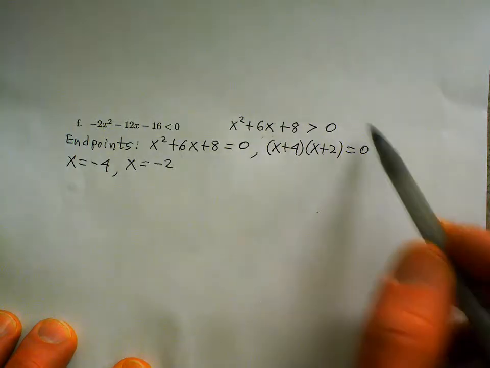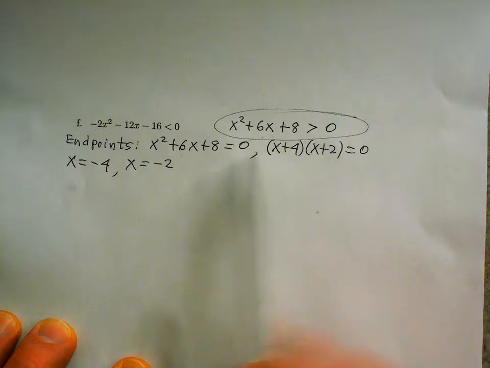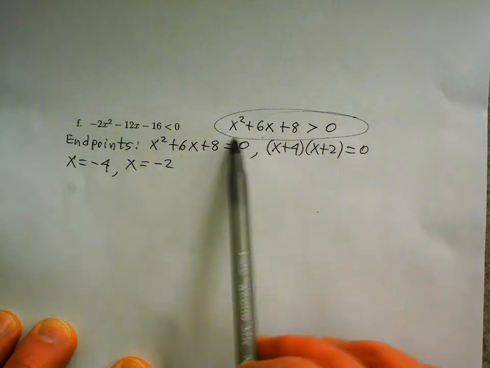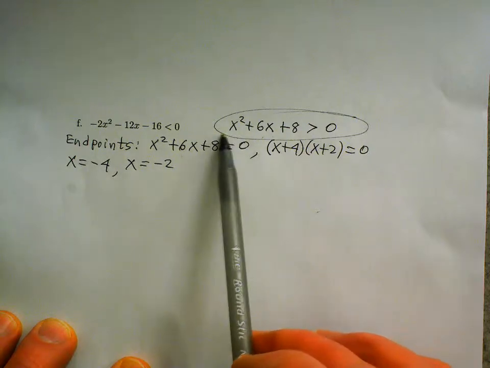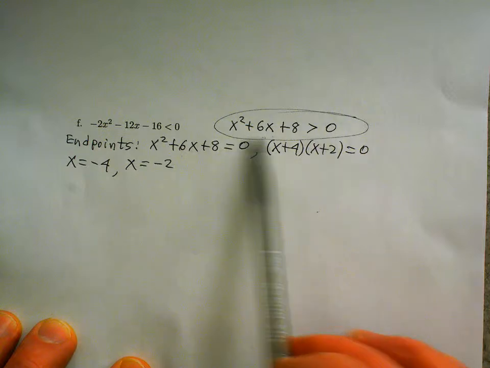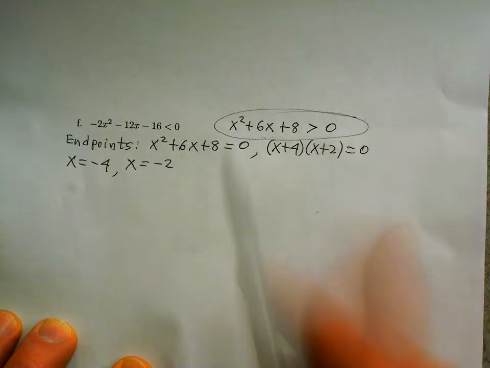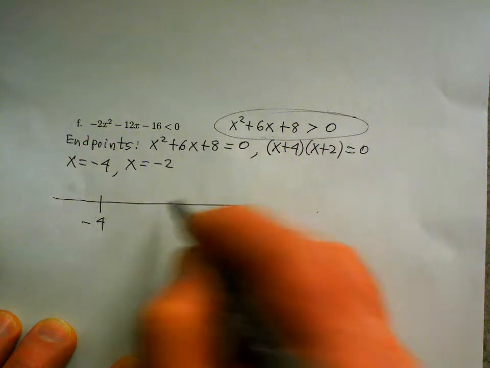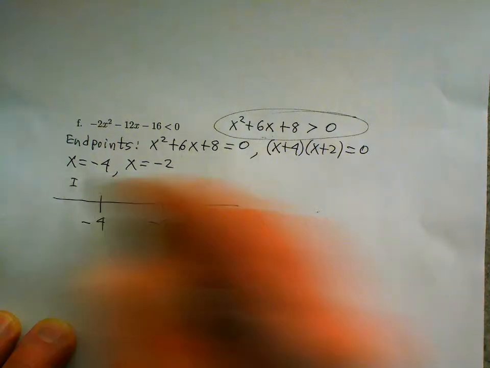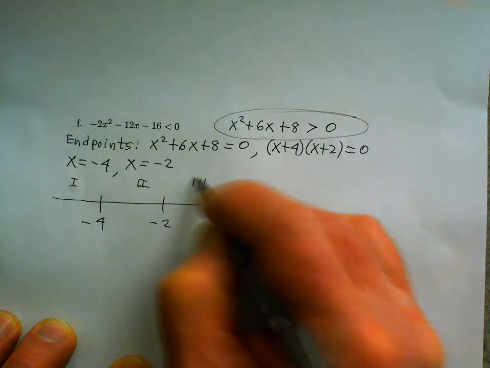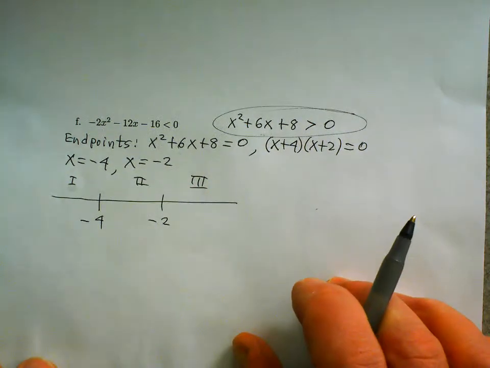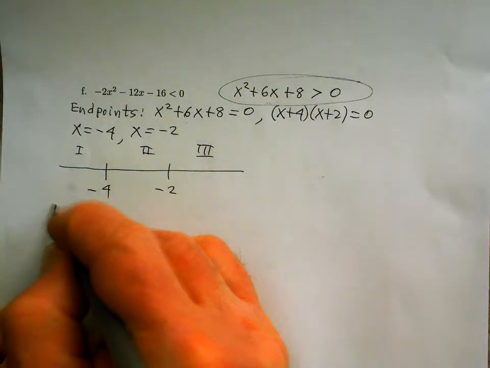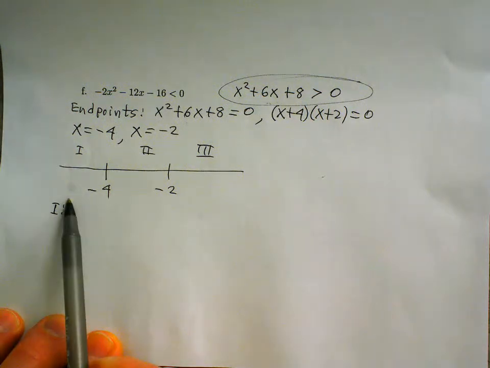When you're testing, you can use either inequality, but it might be more straightforward just to use this one, x squared plus 6x plus 8 is greater than 0. So plot the endpoints negative 4 and negative 2. And for the interval on the left, pick any number less than negative 4.